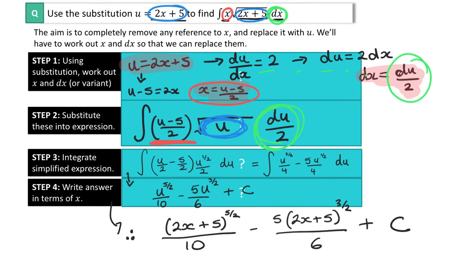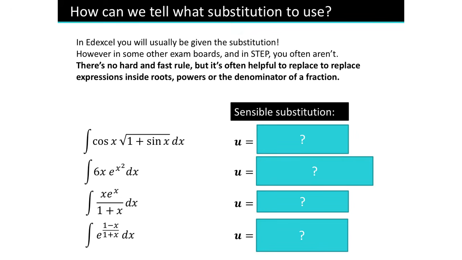What to choose as a substitution is actually the hardest part of this question, because sometimes they don't give it to you. So how do we know what to use? Guys, there is no rule for this. Basically, the only rule I have is this: if it's inside a square root, use this as your substitution. This now becomes a u. If it's a complicated power, use that as your substitution. If we have a fraction, your substitution is more likely the denominator. However, we'll go through this.